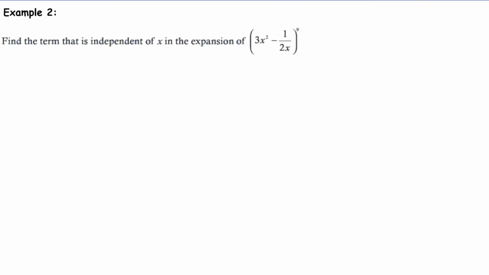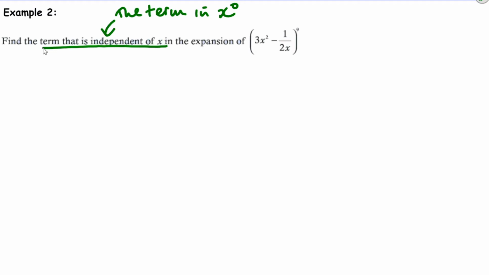In this example, we are required to find the term that is independent of x in the expansion of (3x squared minus 1 over 2x) to the power 9. Now, the term that is independent of x is basically the term in x to the power 0. So this is a specific term, which means we need to use the general term formula from the binomial theorem.